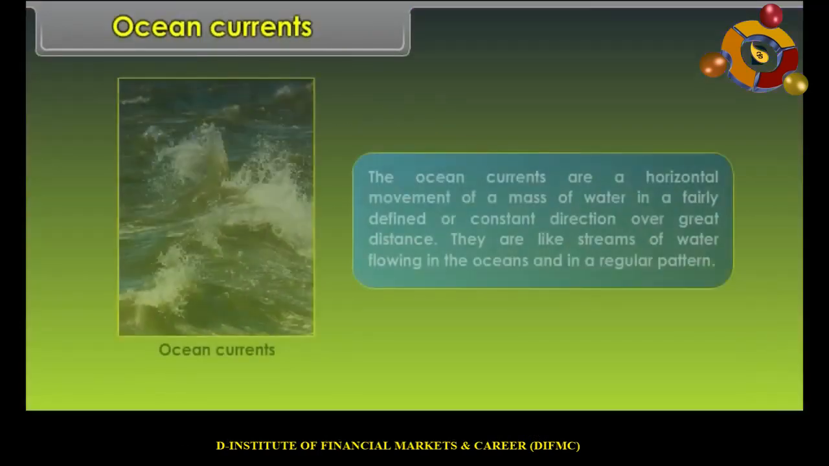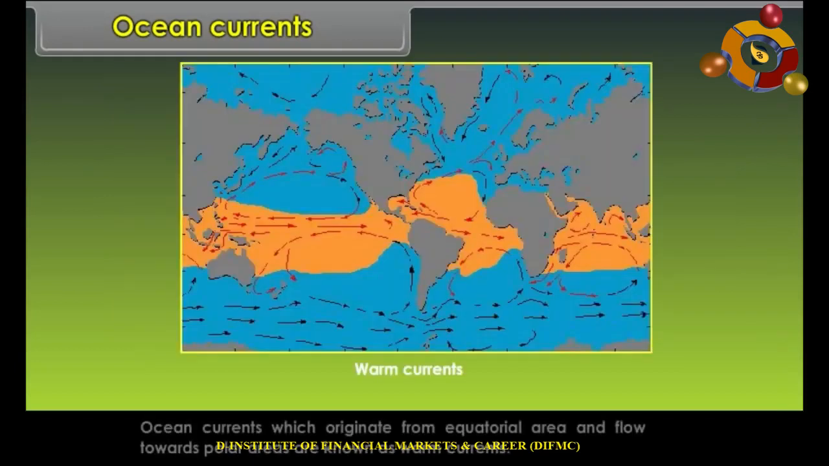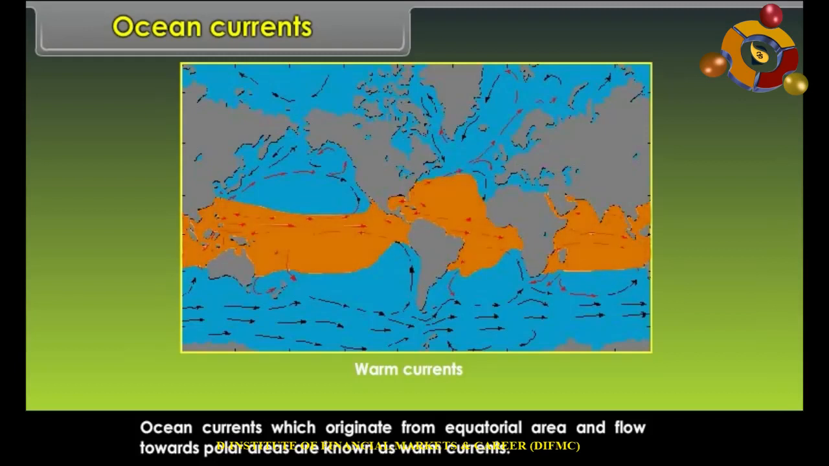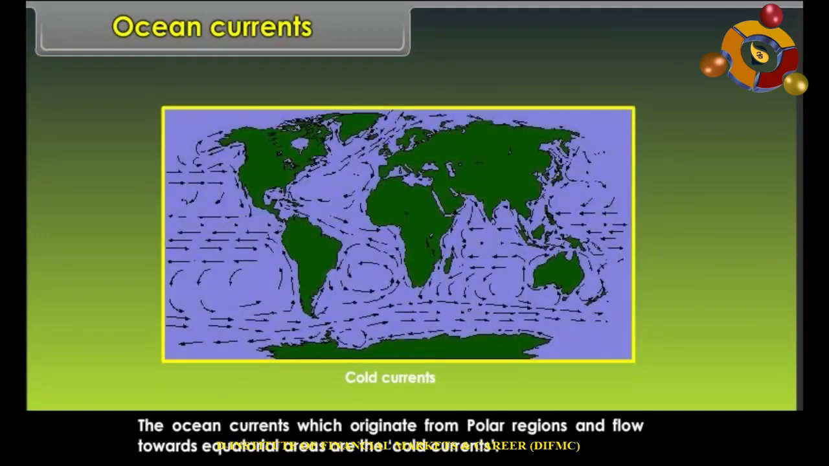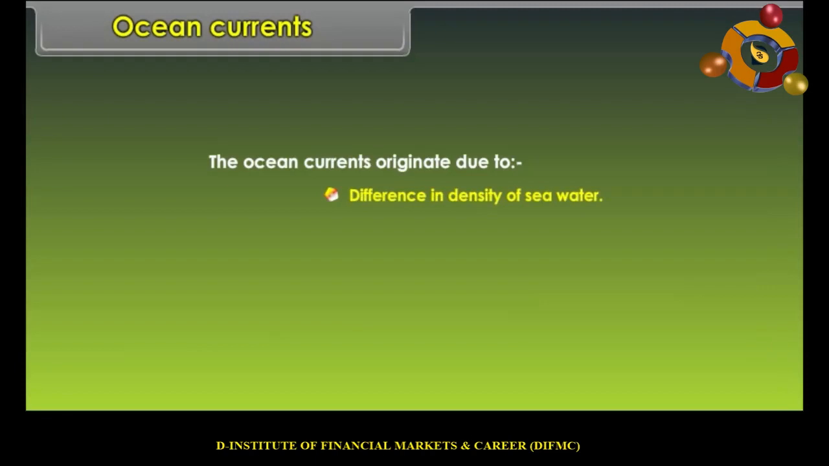Ocean currents. The ocean currents are a horizontal movement of a mass of water in a fairly defined or constant direction over great distance. They are like streams of water flowing in the oceans in a regular pattern. Ocean currents which originate from equatorial area and flow towards polar areas are known as warm currents. The ocean currents which originate from polar regions and flow towards equatorial areas are the cold currents. The ocean currents originate due to difference in density of sea water, the rotation of the earth, and the planetary winds.